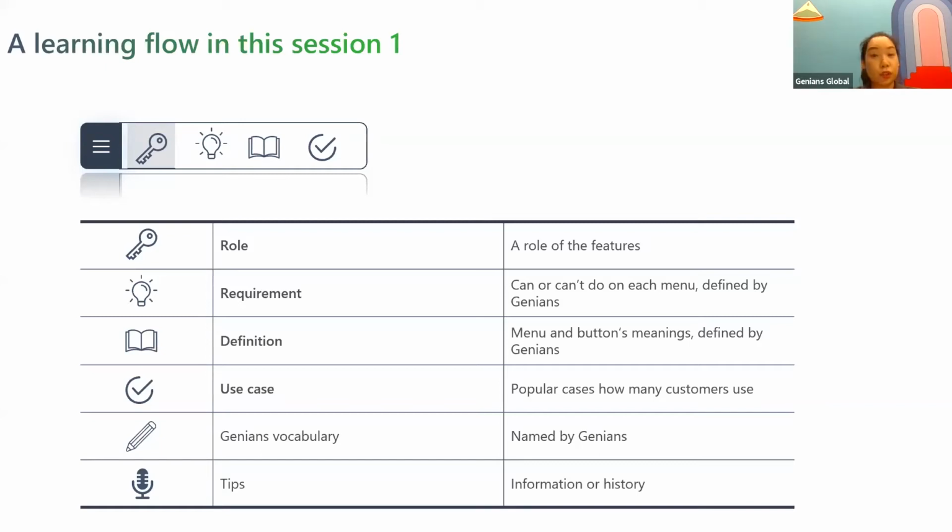First icon is the user case. Based on this learning flow, we will practice the actual user case in the UI. The last one is the vocabulary and tips. They are also very helpful for learning about the logic of the setting policy. Okay, let's take a look at each one by one.